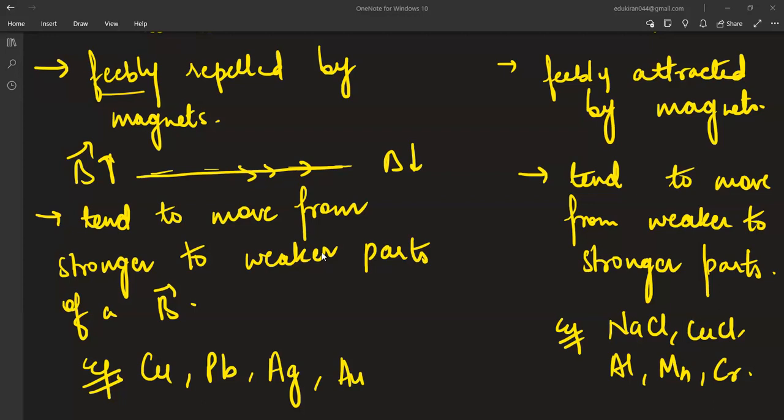That will be depicting a stronger magnetic field. Then some region will be present where magnetic field lines will be far apart from each other. That will be depicting weaker field lines. So it tends to move from stronger to weaker parts. This is a property of diamagnetic substances.